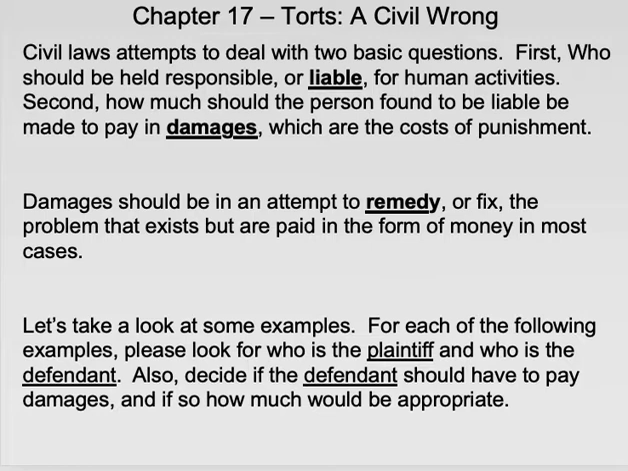So looking at some key terms here, civil laws attempt to deal with basic questions, and two of them are this. First, who should be held responsible? So who is liable? Who's responsible for the act? Second, how much should the person be liable for, and should they have to pay damages, which are usually cost of punishment, a lot of times dealing with money. So the damages could be an attempt to fix or remedy. So a remedy is a fix to the problem that exists, usually paid off in money. And again, a remedy is something you hear all the time. So like an old remedy would be a fix. So there's a lot of different ways to do this, but the biggest way to do that is money.